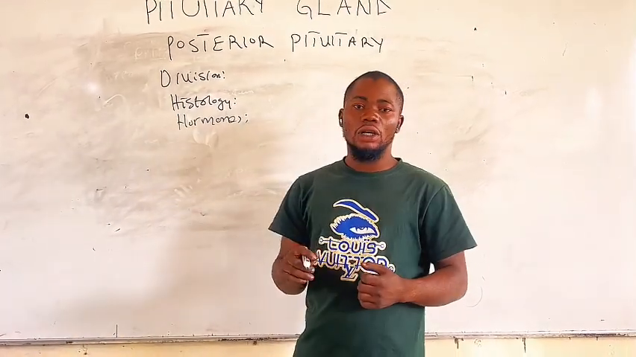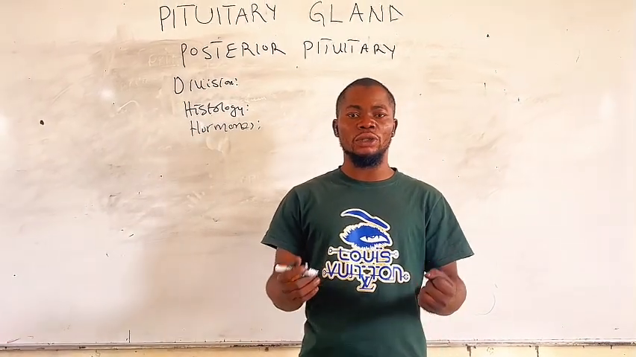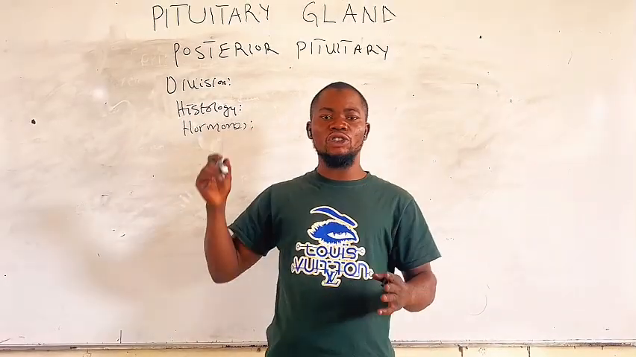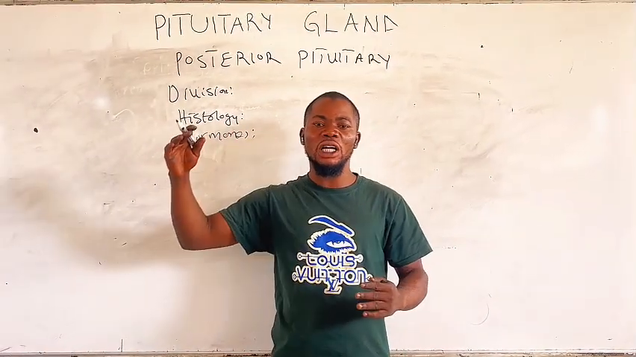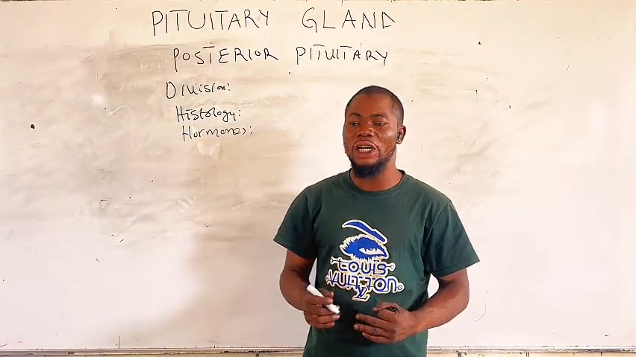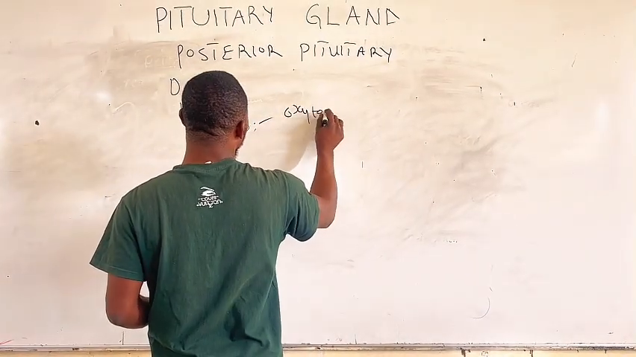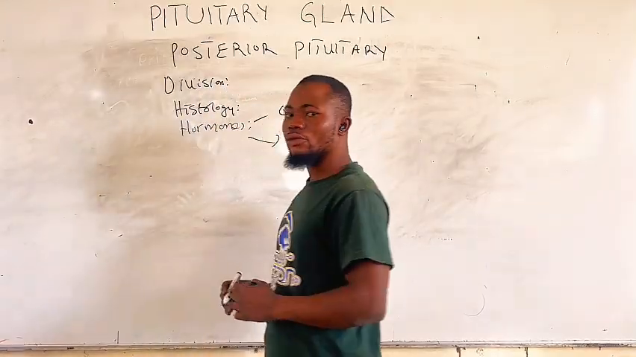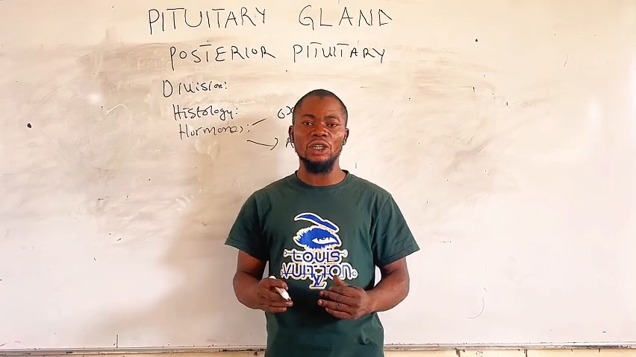Hormones. As I've already said earlier, posterior pituitary gland does not secrete hormone on its own. It only stores the hormones that are secreted by hypothalamus, and they usually call them neurohormones. Now, these hormones leave hypothalamus and reach the posterior pituitary gland through hypothalamo-hypophyseal tracts. The hormones are oxytocin and antidiuretic hormone.